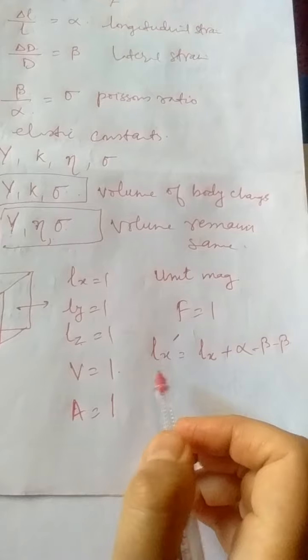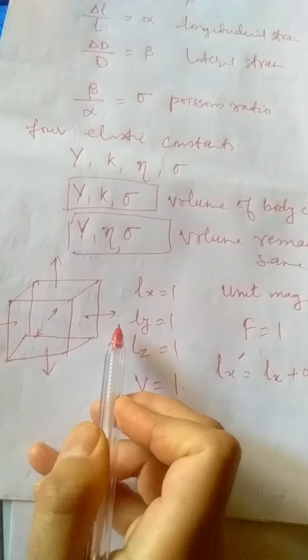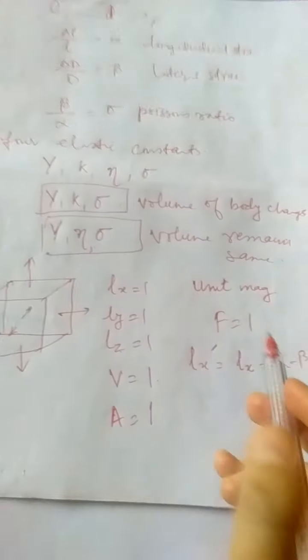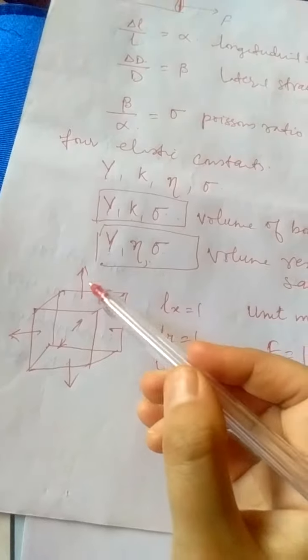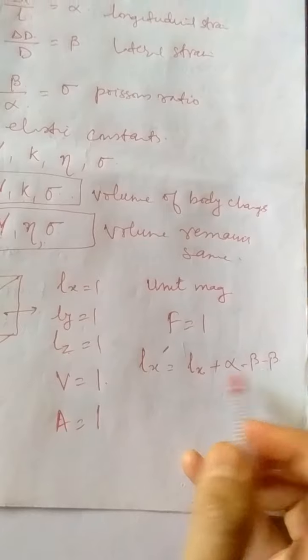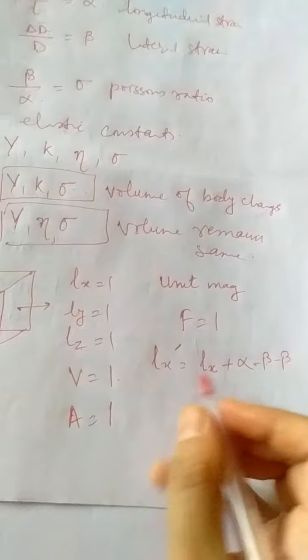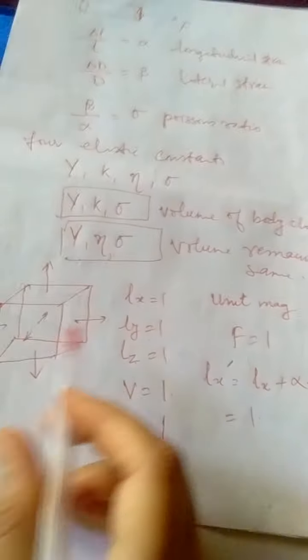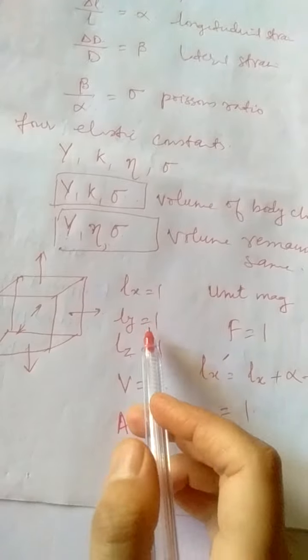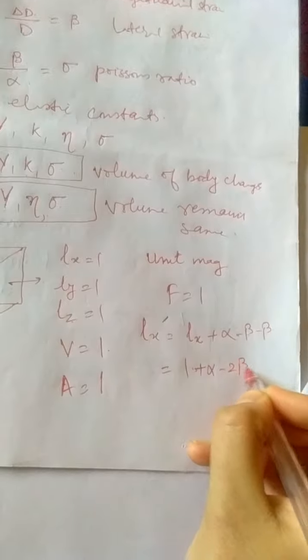So I am going to repeat this expression again. Once you apply the force in the x direction, what do we expect for the length along Lx? We know that it will stretch by a parameter alpha. Alpha is the longitudinal strain. But once we apply the same force on the other two pairs of faces, this will decrease by an amount beta and by an amount beta. I hope you understand that. And Lx is originally 1 because we have chosen a cube of unit length, unit breadth, unit height, right? So Lx is 1, so it is 1 plus alpha minus 2 beta.